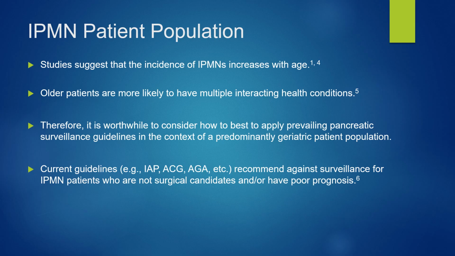And a variety of organizations around the world have established guidelines to inform surveillance and intervention on IPMNs, including the International Association of Pancreatology, the American College of Gastroenterology, the American Gastroenterological Association, the European Study Group, the American College of Radiology. And these guidelines differ slightly in how they risk stratify IPMNs and the particular imaging or clinical features they use to stratify IPMNs, as well as the exact surveillance time intervals, but they are unified in recommending against surveillance for patients who are not surgical candidates or otherwise have a poor prognosis.